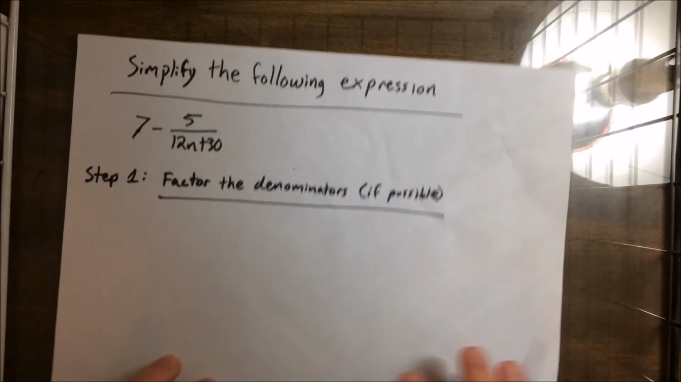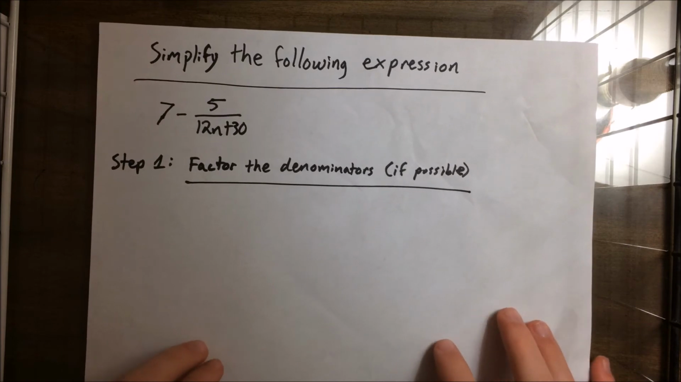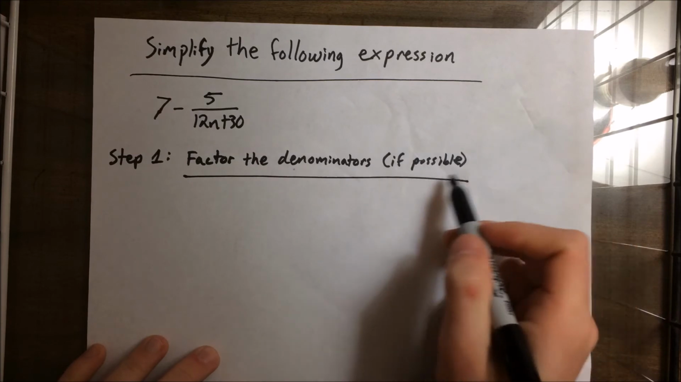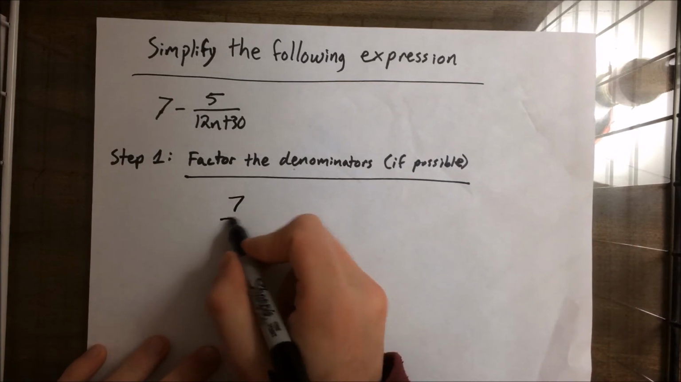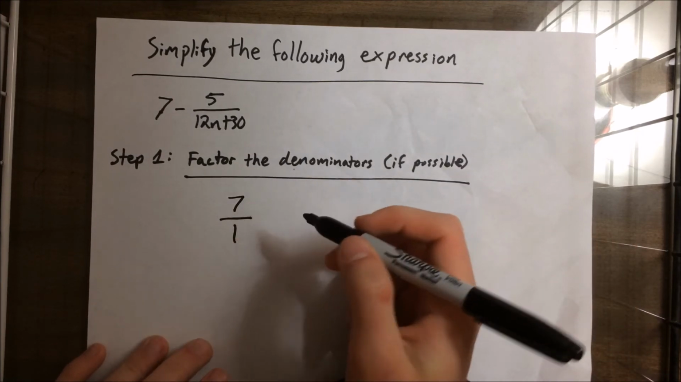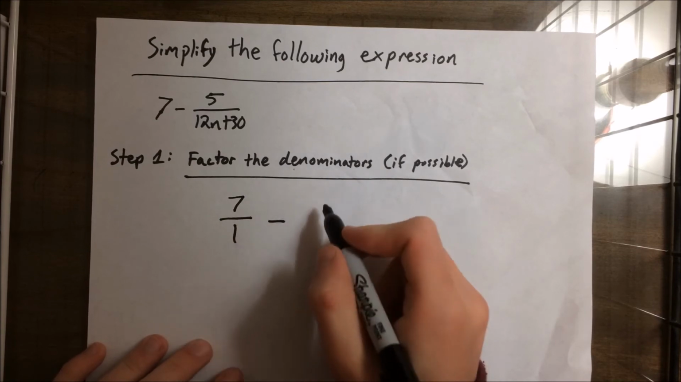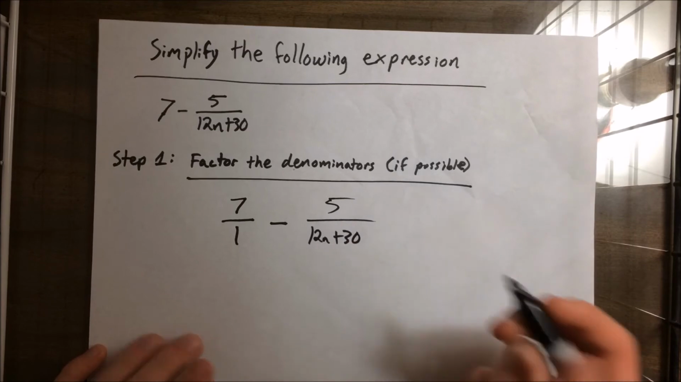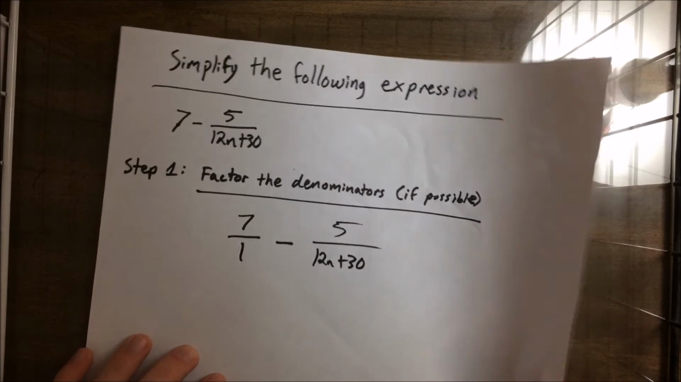Okay, so let's do another example. In this example, we're doing the exact same thing. We're going to simplify by subtracting 5 over 12n plus 30 from 7. So to start, let's factor the denominators, which in this case is actually not possible. We're just going to have 7 over 1, which is the same as 7, minus 5 over 12n plus 30. So it's exactly the same.